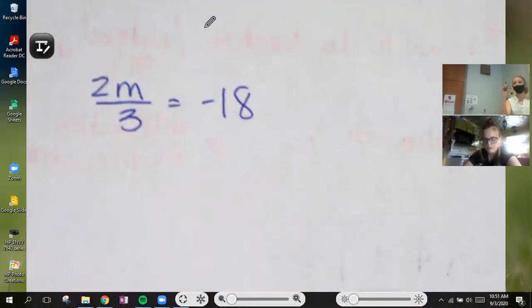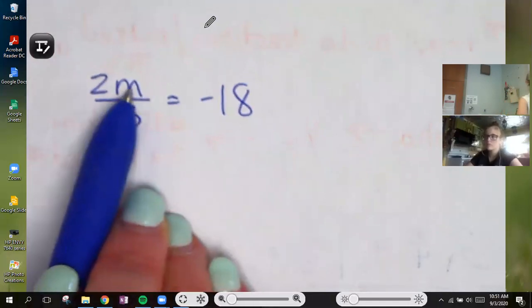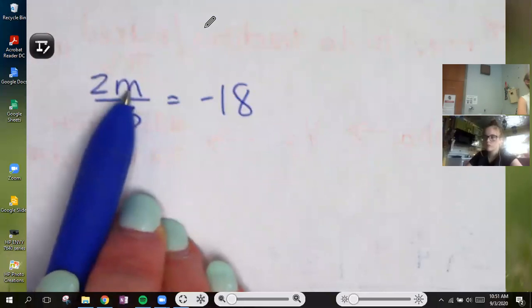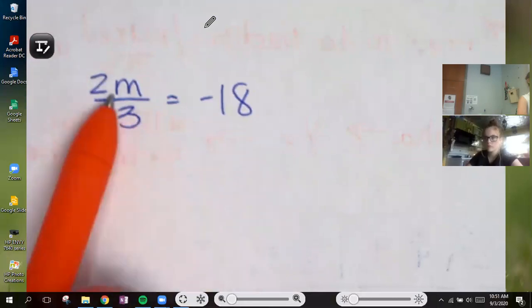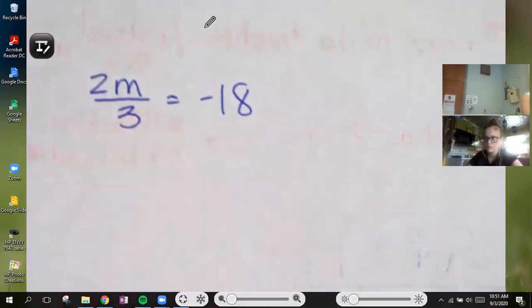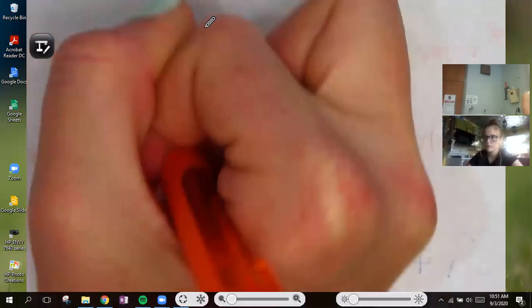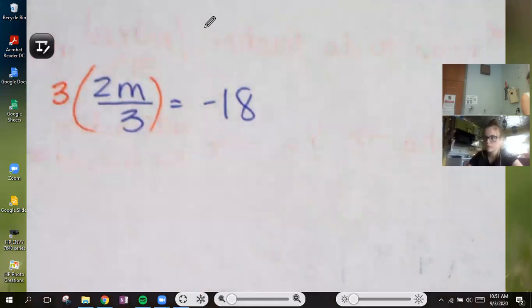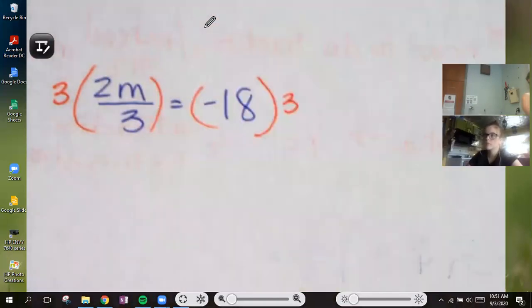Okay, so the other way you could look at it is this way right here. You see it as two different parts. The first thing I see is I'm still trying to get this m by itself. So I'm going to start with the term that's farthest away from it, which is the divided by 3. So how do I get rid of divided by 3? Times by 3. And if I do that to one side, I have to do it to the other side. What happens to my 3's?